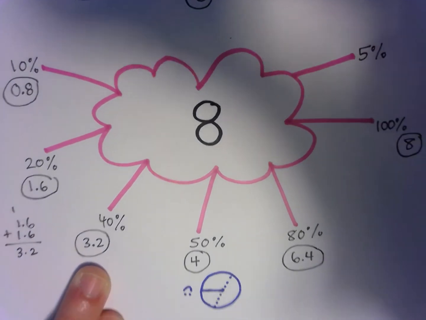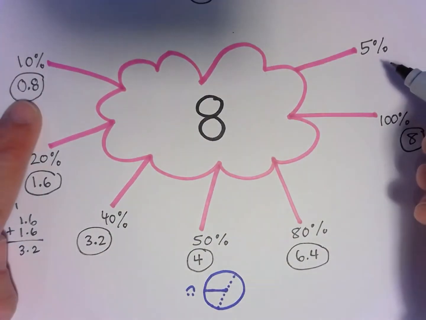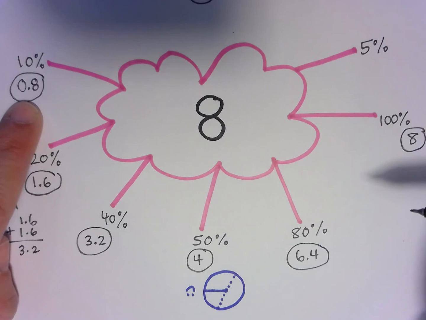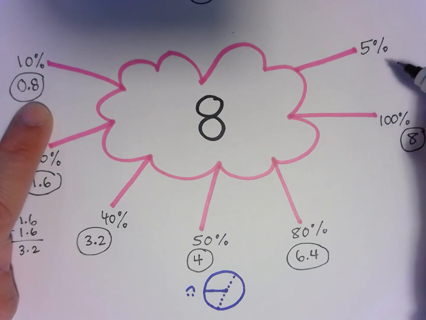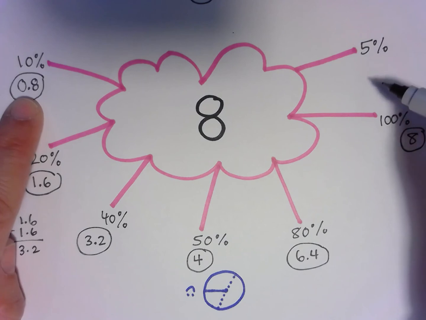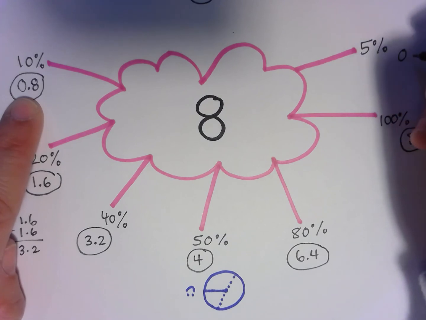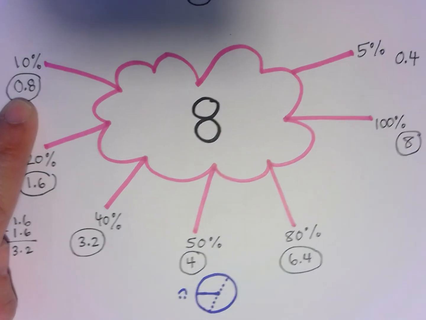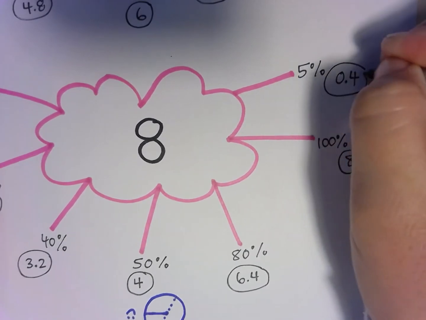So let's find 5% really quickly. 10% of 8 is 8/10. What would 5% be? It's going to be half of 8/10. Well, what is half of 8? It's 4. So what is half of 8/10? 4/10.